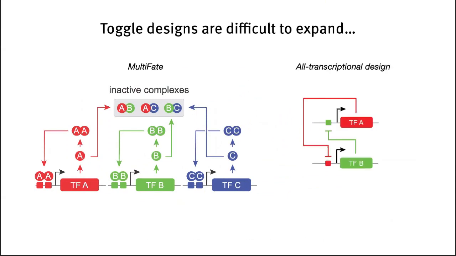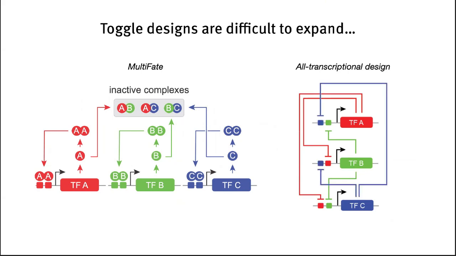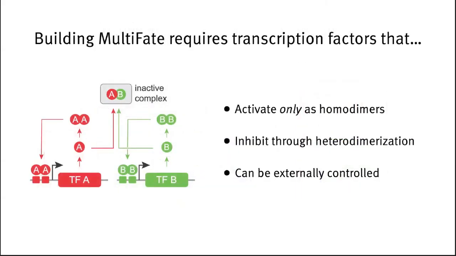If we took a conventional transcriptional toggle switch design where the 2 transcription factors transcriptionally repress each other, and then we wanted to add a 3rd one, we would have to go back and clone in binding sites in the first 2 so that the 3rd one could repress them. So you would have to change the existing circuit in order to expand it. That's not true with the MultiFate design.